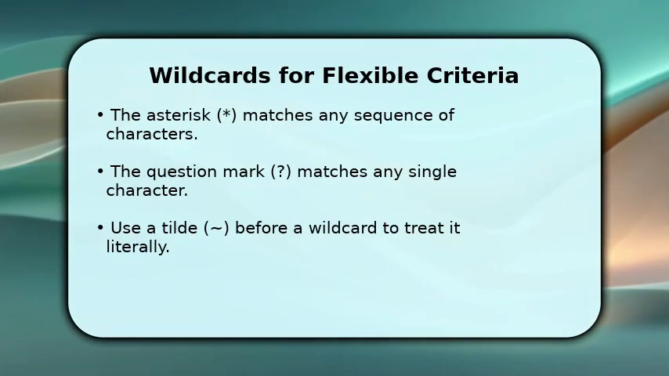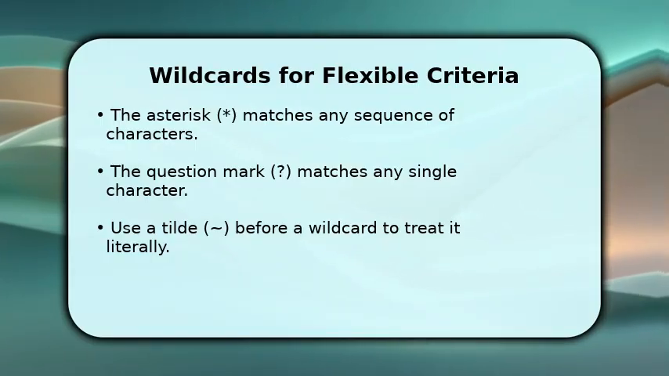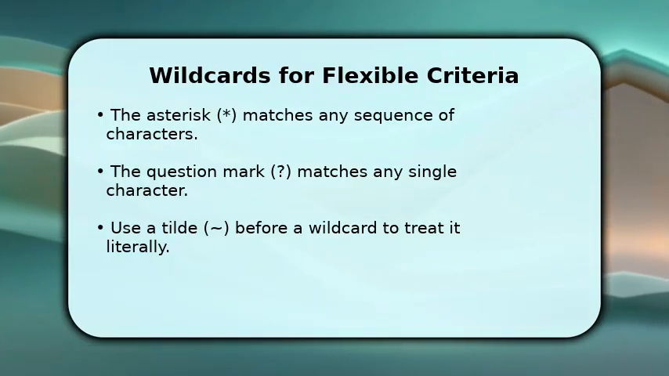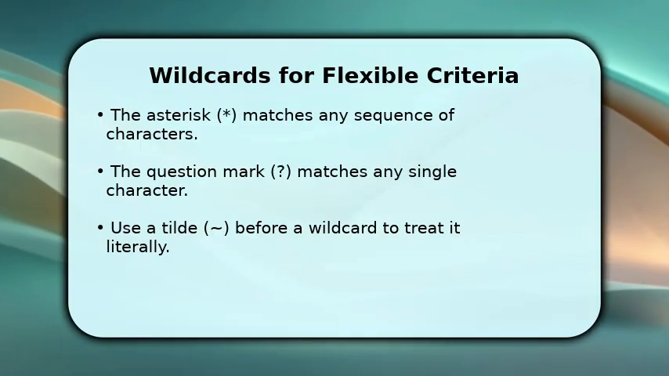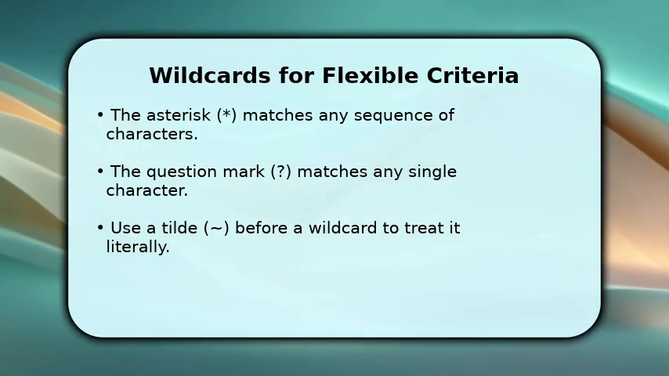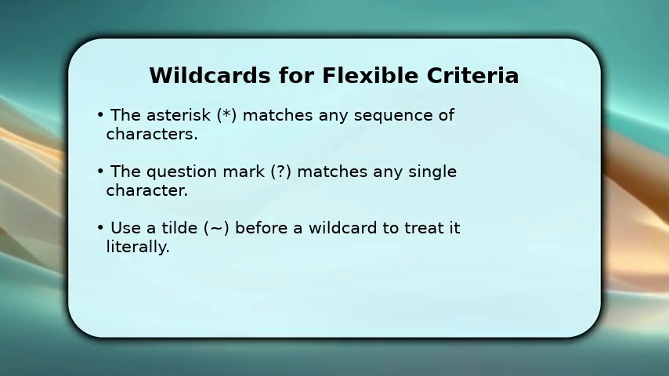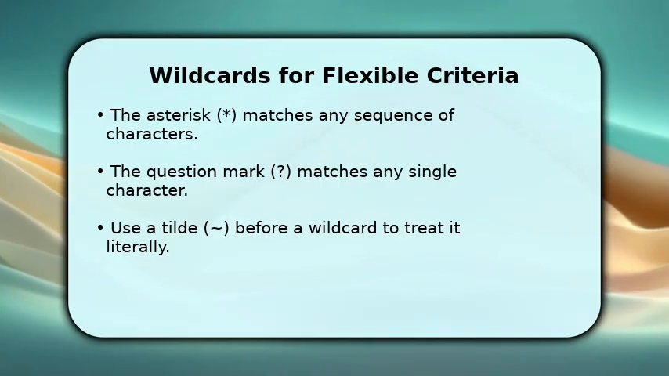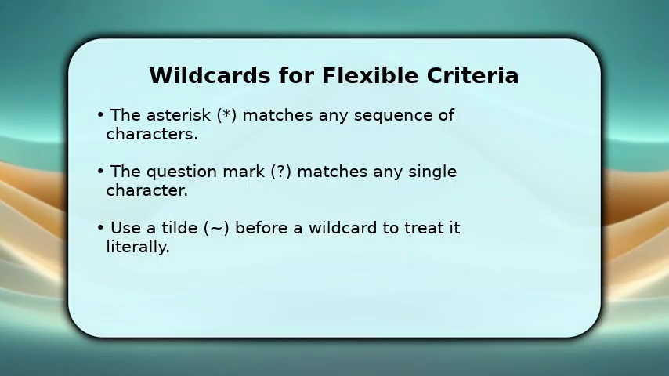Wildcards offer incredible flexibility when your criteria are not exact. The asterisk, represented by a star symbol, can stand for any number of characters, while the question mark, a single question mark symbol, represents just one character. For instance, S*TH would find Smith or South. Remember to use a tilde before a wildcard if you want to search for the wildcard character itself.